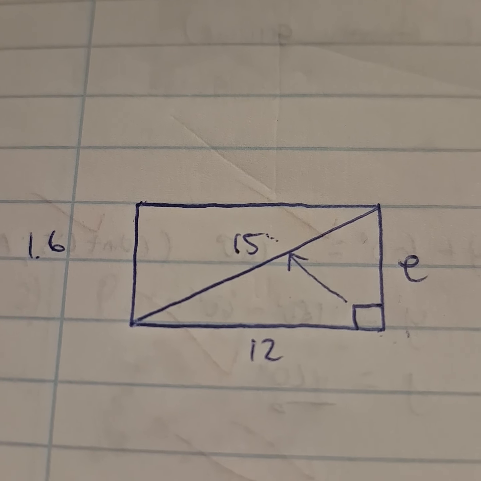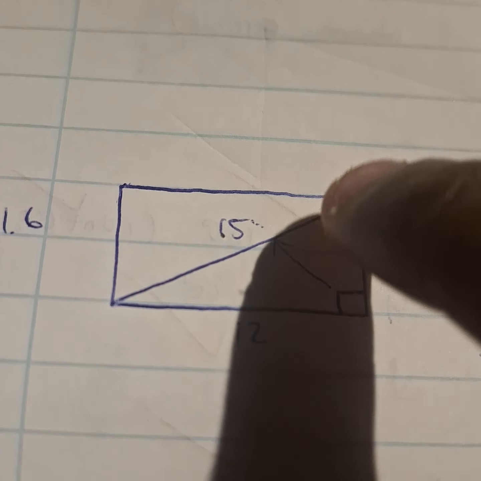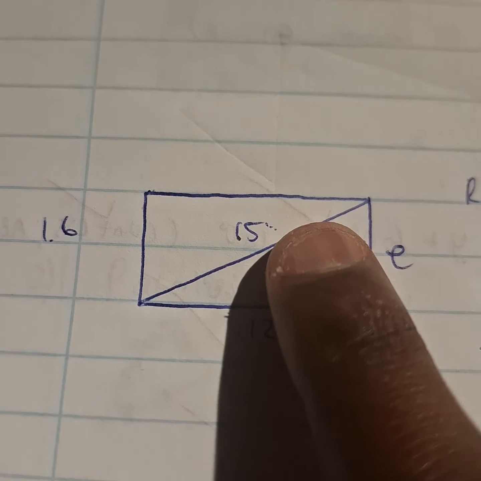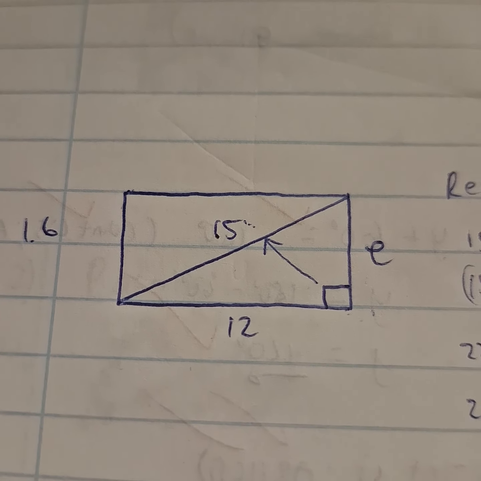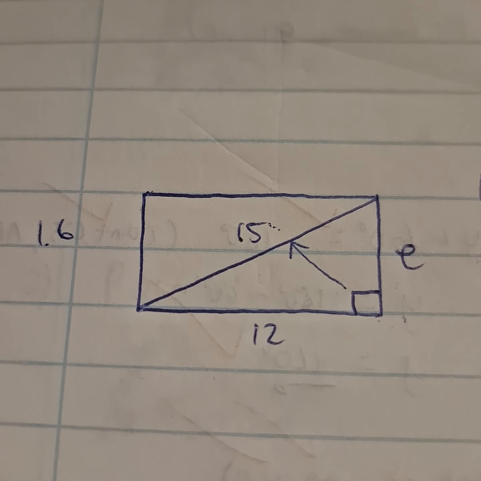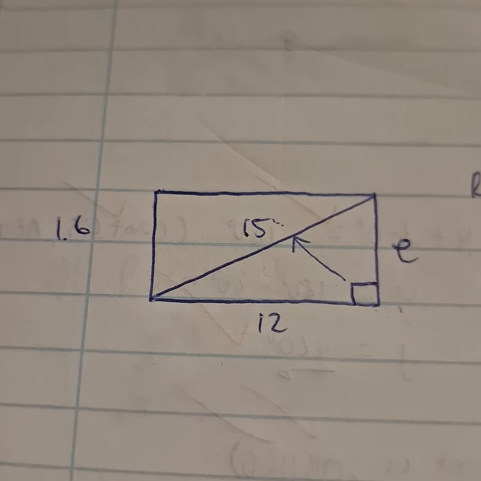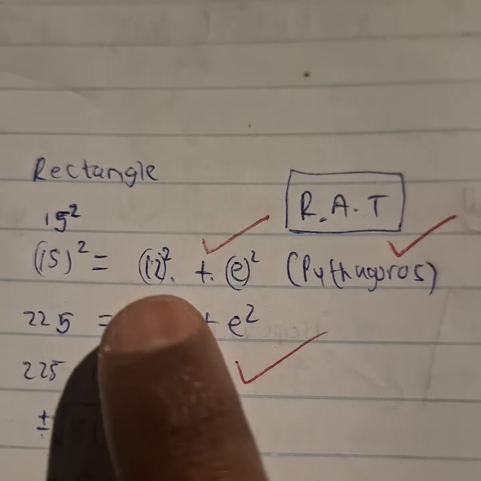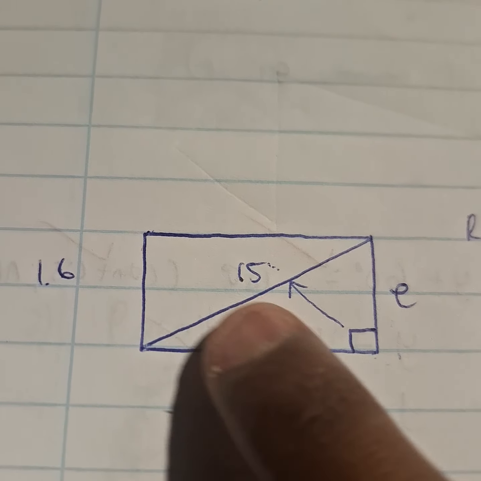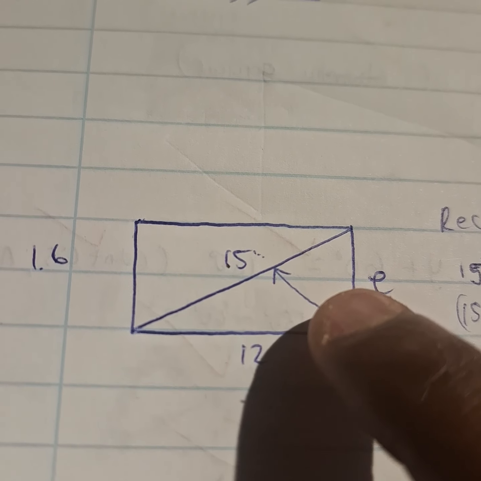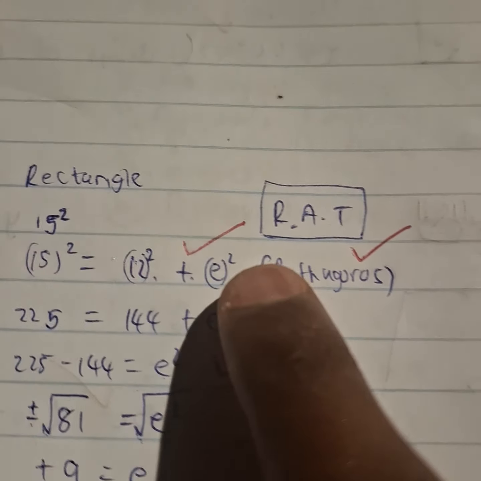What does Pythagoras say? It says that the square of the hypotenuse side is equal to the sum of the square of the other two sides. So we can say 15 squared is equal to 12 squared plus E squared. We write the reason, Pythagoras. Whenever you use Pythagoras, you write the reason, Pythagoras. Then after that, you can do your substitution and calculation. So 15 squared is equal to 12 squared plus E squared. Rightfully so, because it is the square of the hypotenuse side, which is equal to the sum of the square of the other two sides, which means 12 squared plus E squared.